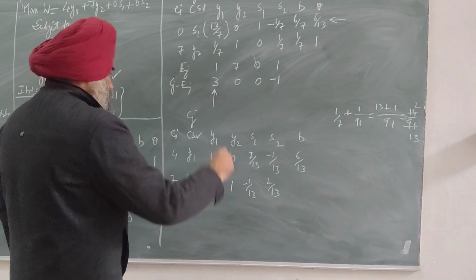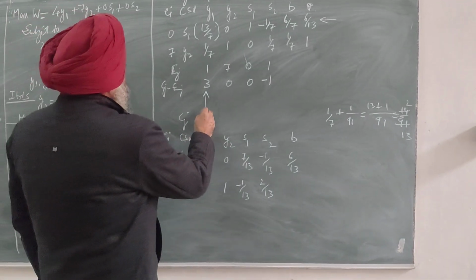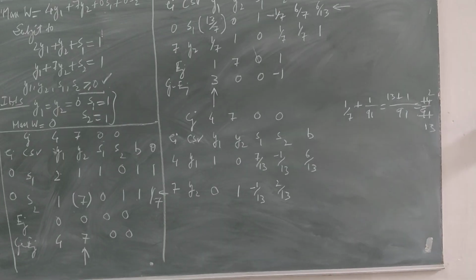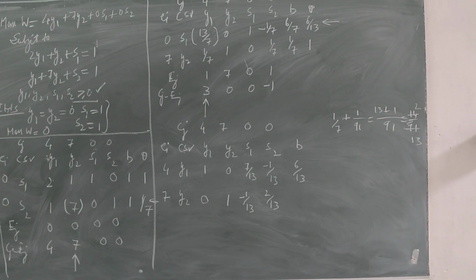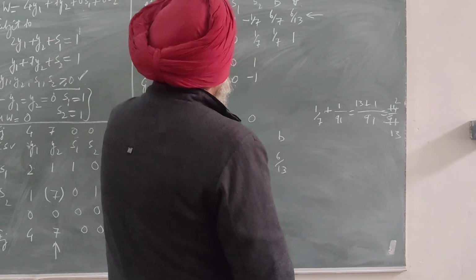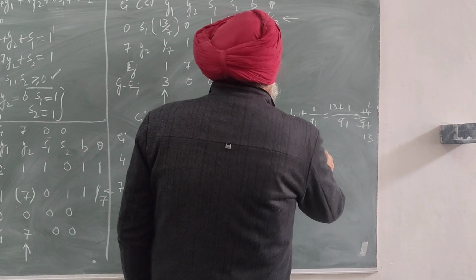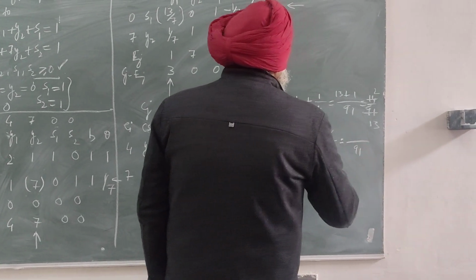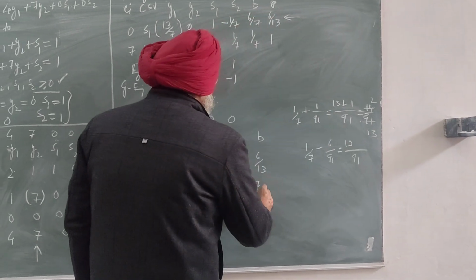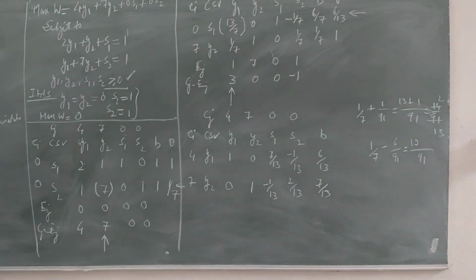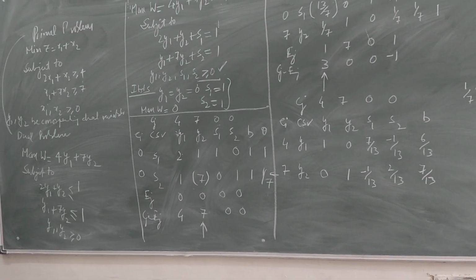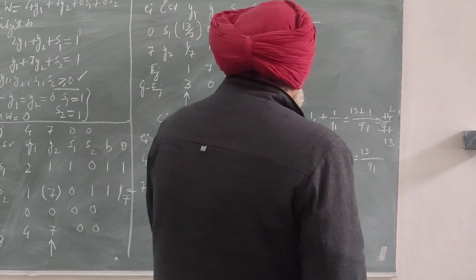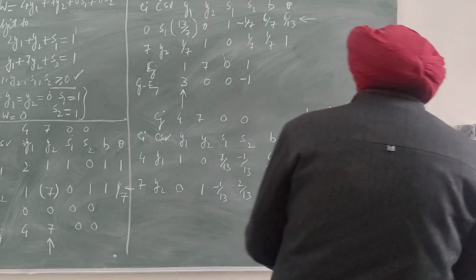So here it is Cj. This is 4, 7, 0, 0. Anybody having any doubt so far? So what is the value of here? We are left with this one also. 1 by 7 minus 6 by 91. Clear? 91 LCM. This is 13 minus. This is 7 by 13. Look at here. Again, let us check it. Maybe there is a minor mistake.